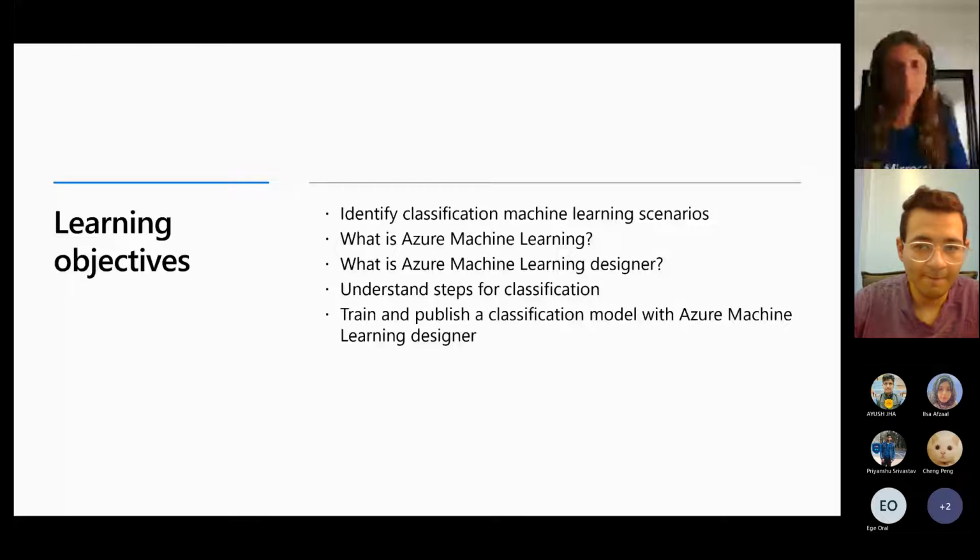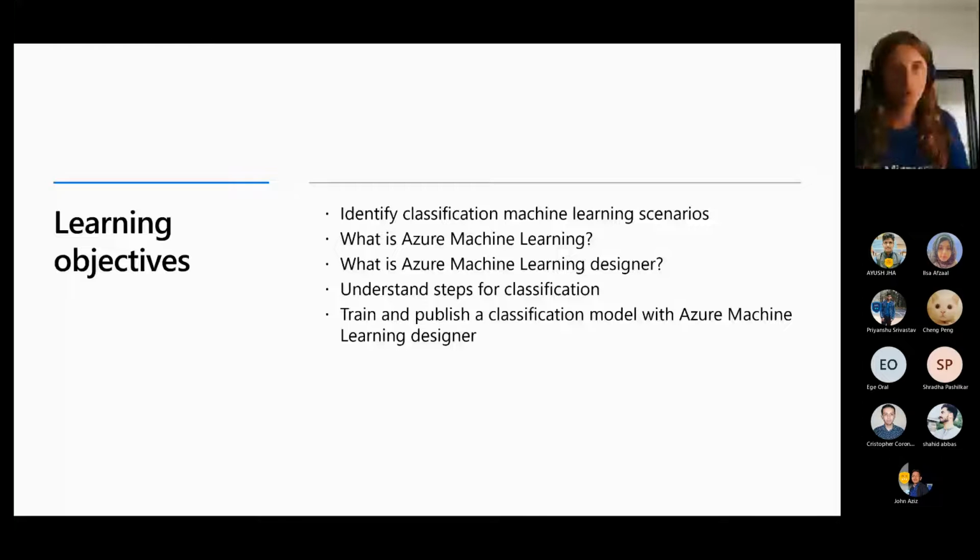So as we mentioned, we are going to focus on classification models and Azure ML today. So first of all, we are going to identify the kind of scenarios in which you should choose to use a classification model. We're going to introduce Azure Machine Learning and Azure Machine Learning Designer. We're going to understand which are the steps to follow to create a classification model in Azure Machine Learning. And then John will lead an amazing demo about training and publishing a classification model in Azure ML Designer.